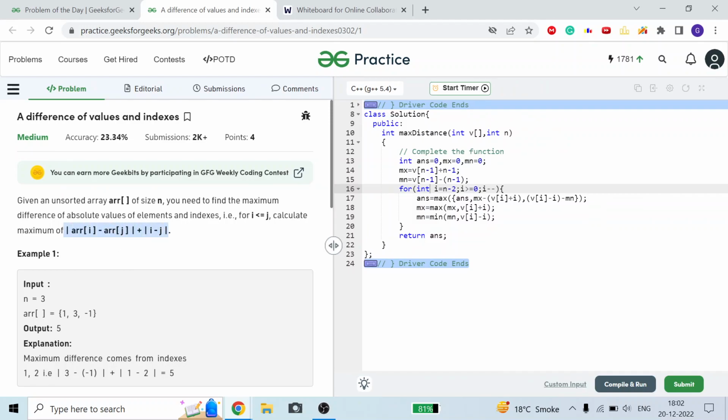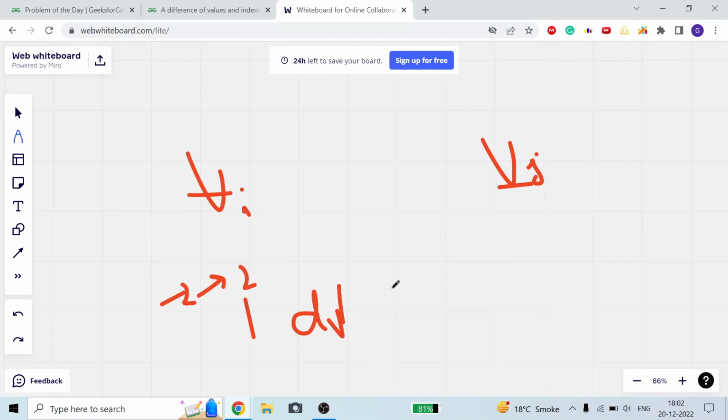Now what is this equation? The modulo of the difference between two different elements and the difference between their indexes. Suppose we have two indexes i and j, their elements are vi and vj respectively, and dv is the difference. We have to take the difference of their values and the difference of their indexes, and add them. The difference between indexes means i minus j, and dv means vi minus vj.